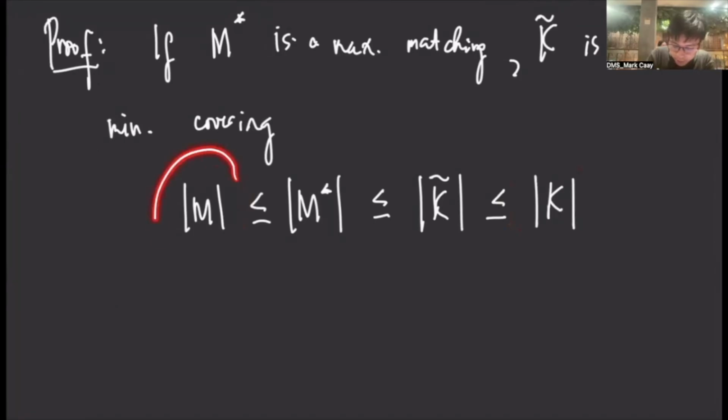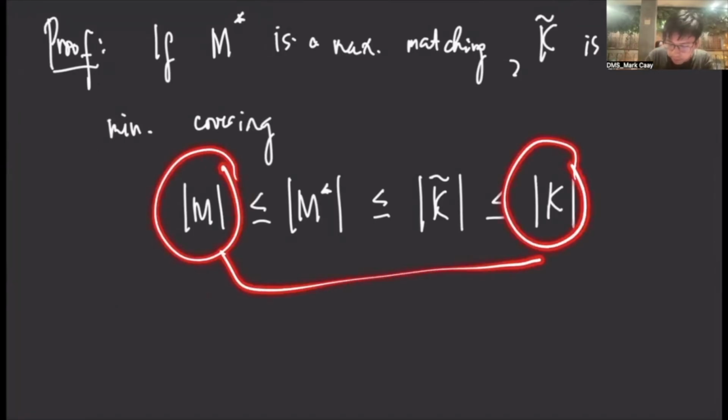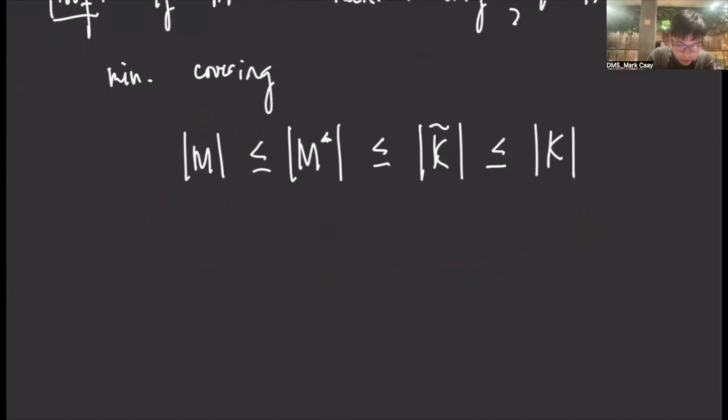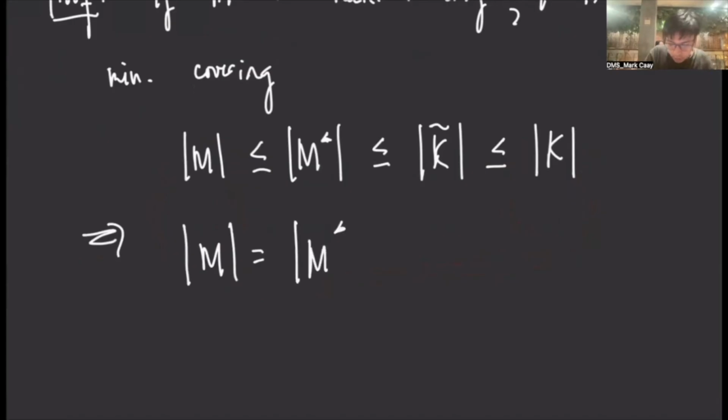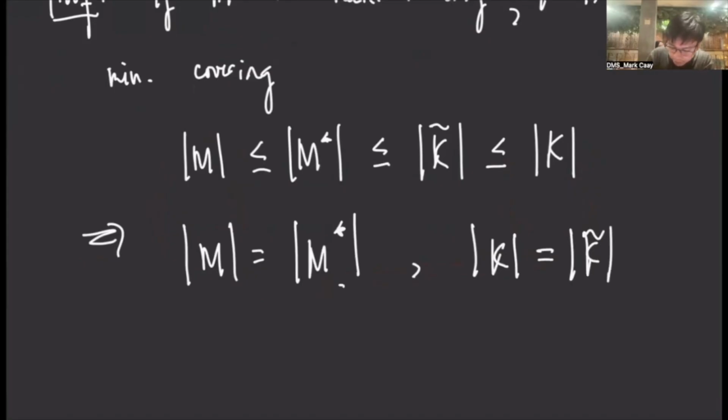So therefore, this is less than or equal to the K. Didn't we assume that this one is equal to this? So it follows that this is equal to this one and this is also equal to this. So therefore, because this is the maximum, automatically this is also maximum. This is the minimum, so this is also minimum. And so we're done. If you have any question or clarification, please let me know.